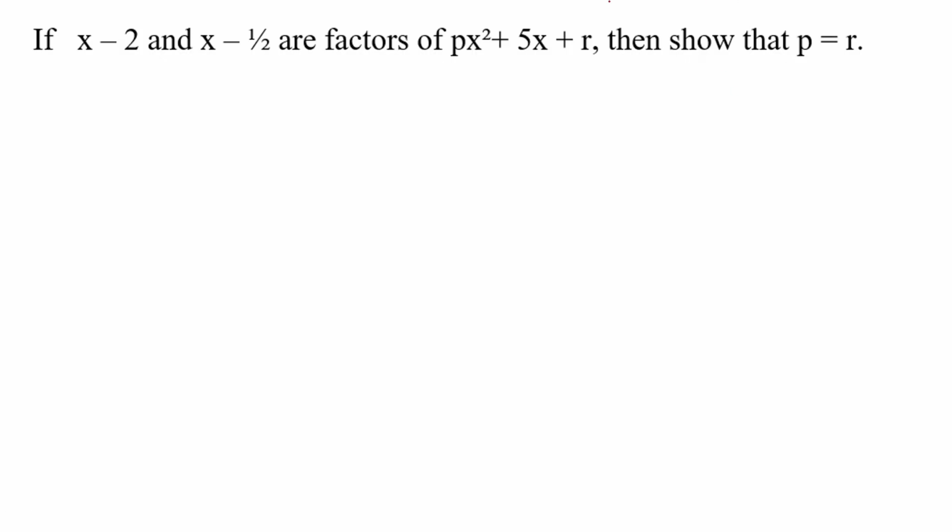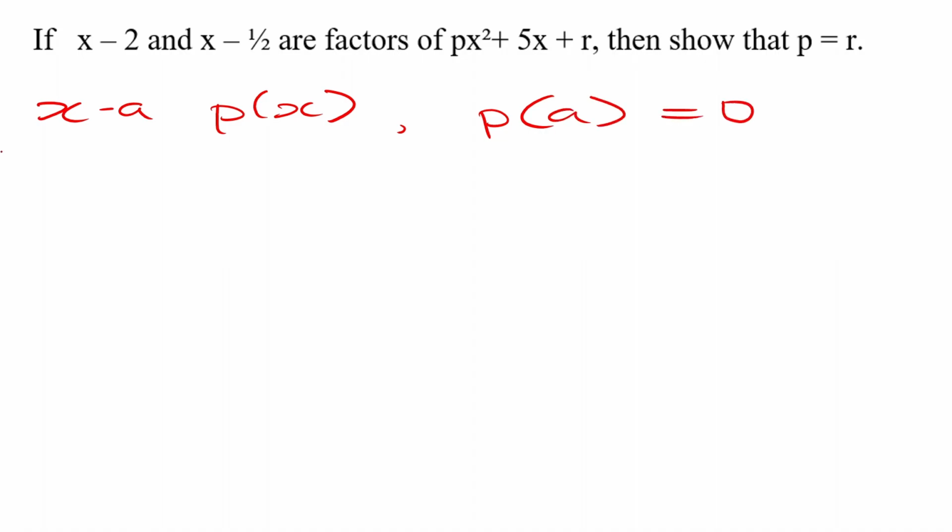So first, we see x minus 2 and x minus 1 by 2 are factors. When you get the factors, all you have to know is you have to use the factor theorem, okay? So let's break this down one by one. As we know, if x minus a is a factor of a certain polynomial p of x, then p of a is equal to 0. Using this, let's try to get two values. If both of them are factors, then both of them should be equal to 0 when transposed.